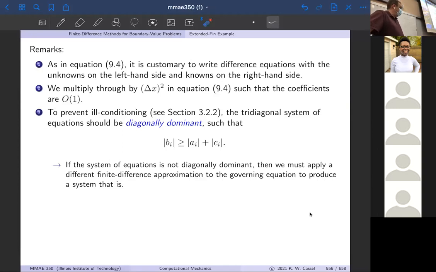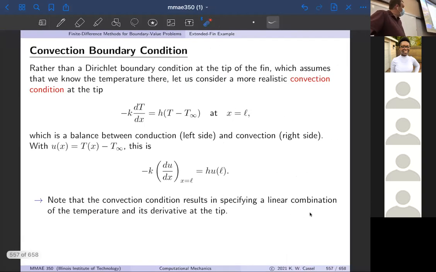So if I see that it's not diagonally dominant, in which case I expect round-off errors to give me problems because it's poorly conditioned, then that means I need to rewind back to step 2 and rethink how I did step 2 and come up with a better algorithm, a better method. Okay, but we're fine here.